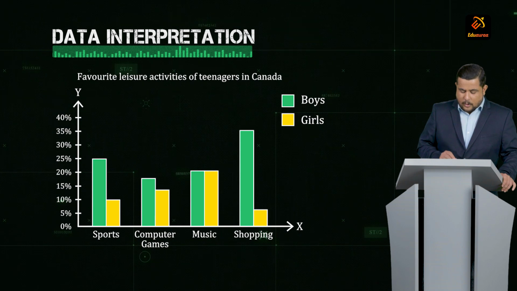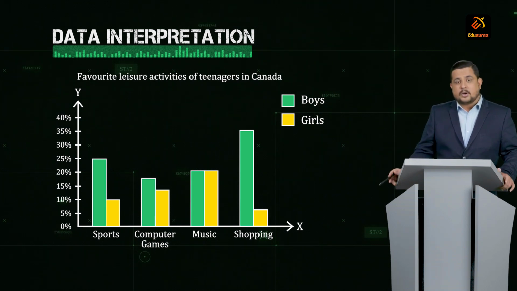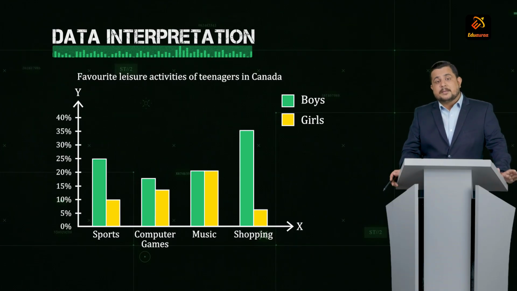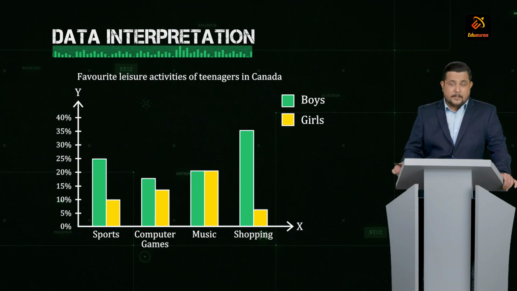Okay. Now, if we talk about computer gaming, how many girls like computer gaming? Their favorite activity is computer gaming. That we have to take out. So here we can see the yellow color in the computer game category, if we look. We can see two rectangular bars. One is showing for the boys and one is for girls. So the yellow one is showing for girls.